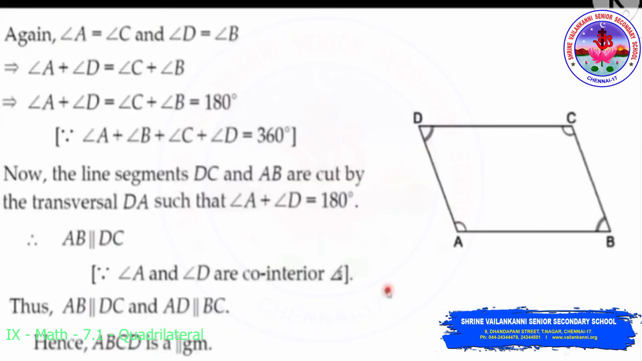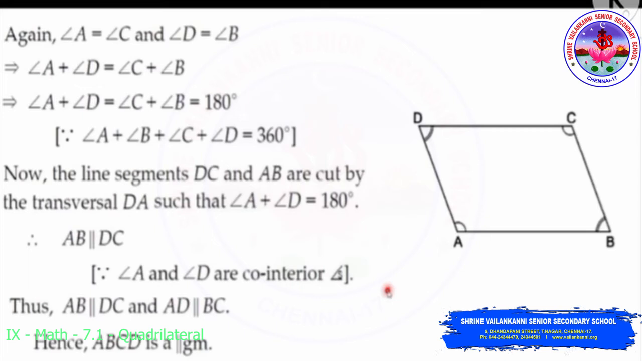Similarly, I want to show that AB is parallel to CD. So again we are taking the opposite angles were equal. Angle A is equal to angle C, angle B is equal to angle D. Now I am going to add angle A with angle D, angle C with angle B. Equals are added to equals, then the wholes become equal. So I get angle A plus angle D, which will be equivalent to angle B plus angle C.